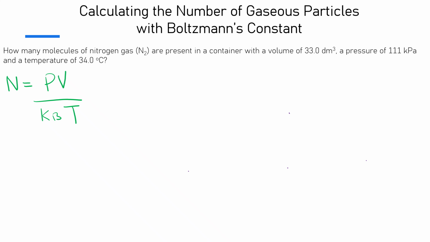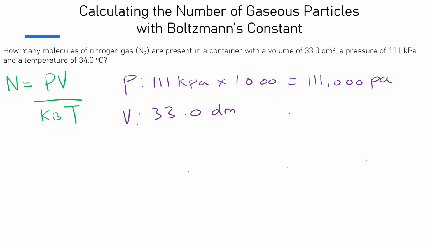The next thing we need to do is go through this question again and make sure we have the correct values or the correct units we need to plug into the equation. So we are given a pressure value of 111 kilopascals. We can convert that into pascals by multiplying by 1000 to get an equivalent value of 111,000 pascals.